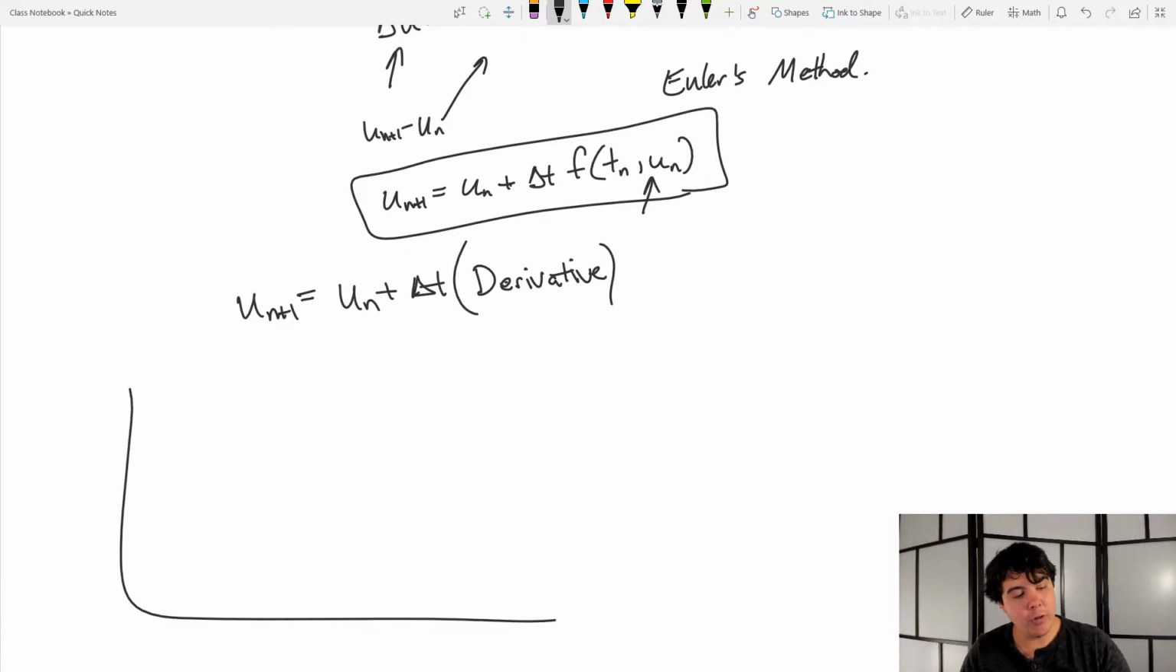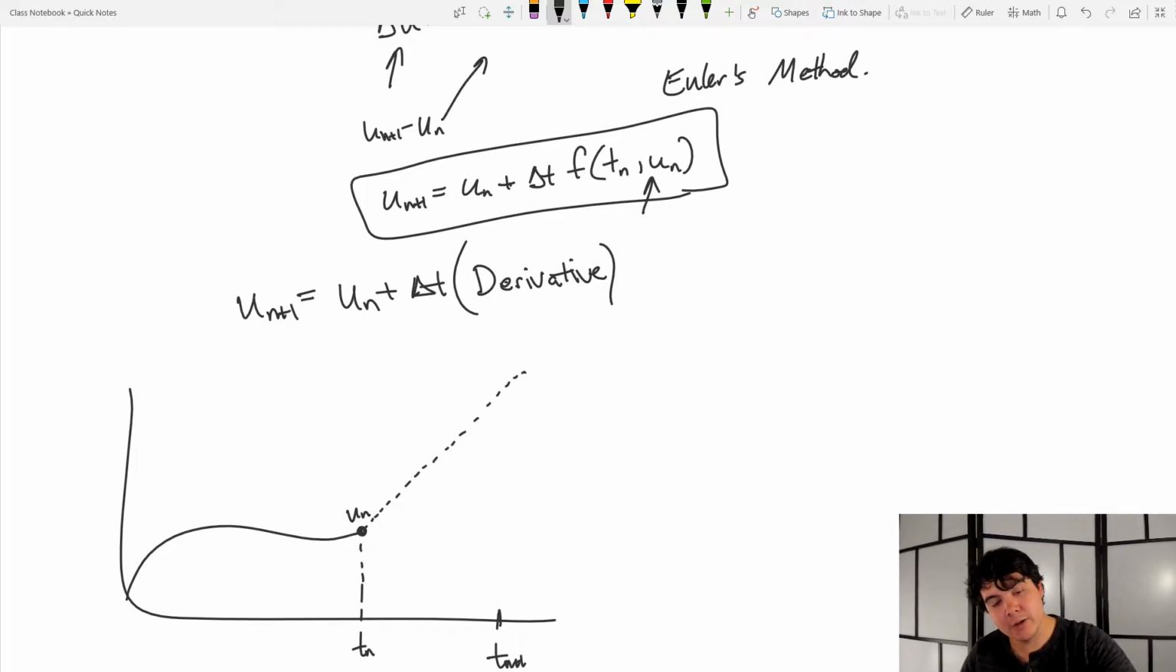So if we're to draw this, we have our current function up to here. At time t sub n, we have u sub n, and we want to get the value at t sub n plus 1. What the Euler method is doing is it takes the current derivative and extrapolates it out linearly, and that's the point that we call u sub n plus 1. So the Euler method uses the point on the left of the interval to extrapolate across the whole interval.